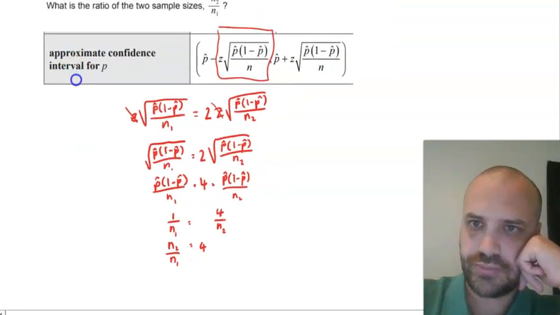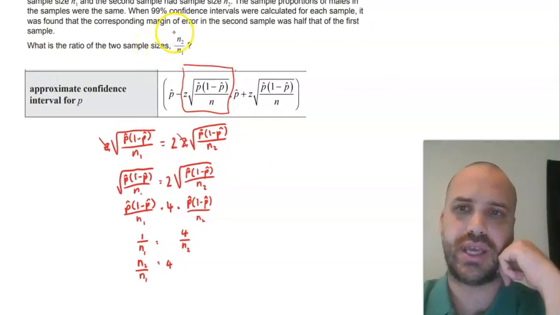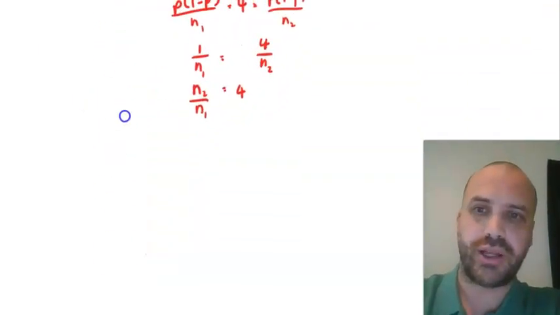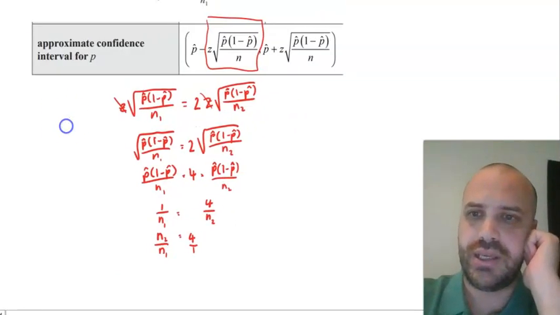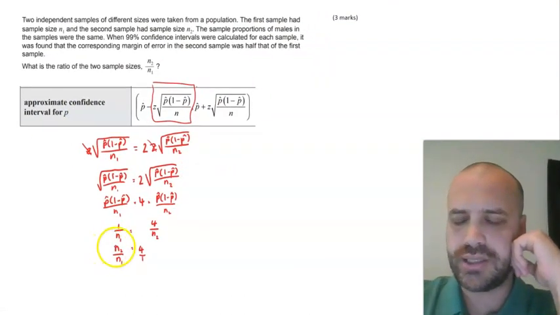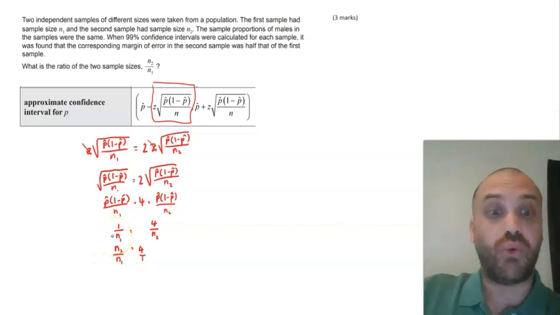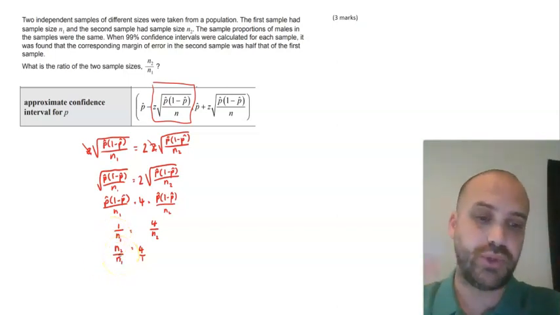So, I am finished. What is the ratio of the two sample sizes, n2 to n1? The answer is 4. Or if you want to write it kind of as a ratio, the answer is 4 to 1. Within the context of the question, that means that the second sample was 400 people and the first sample was 100 people, or something like that, a ratio of 4 to 1.